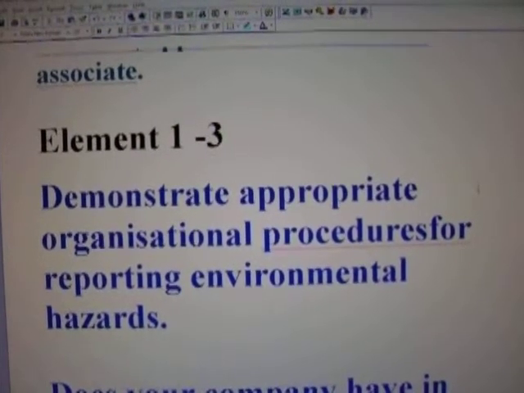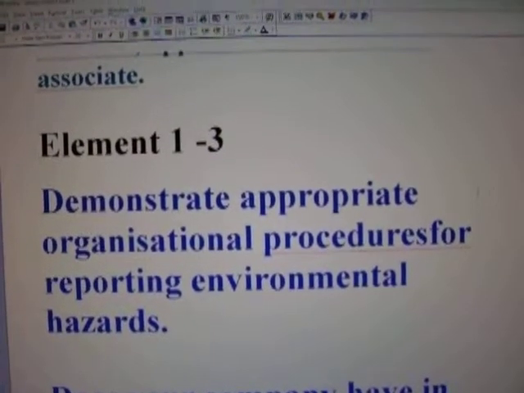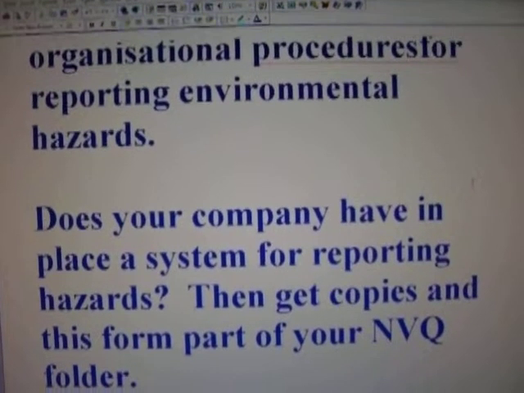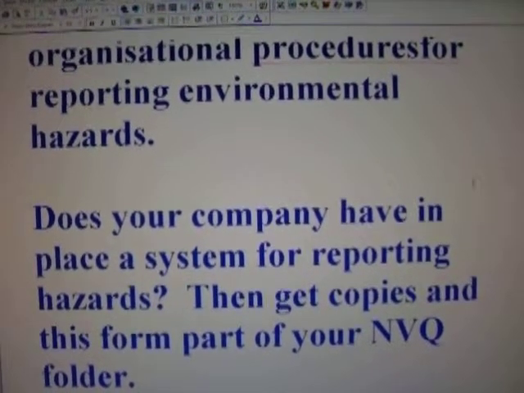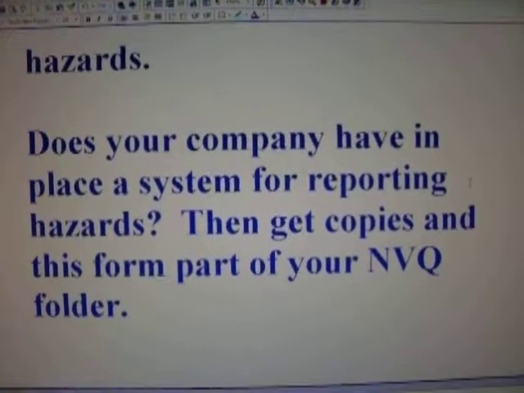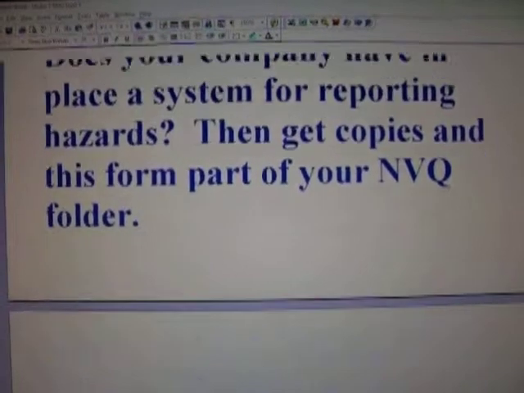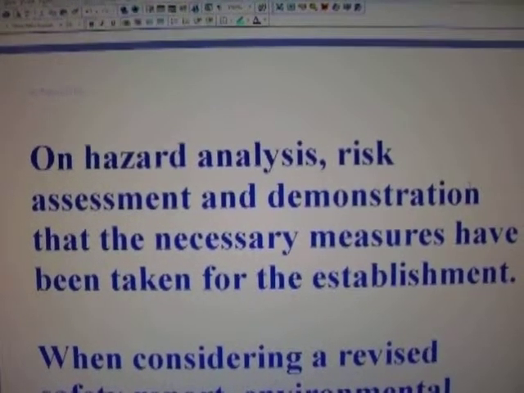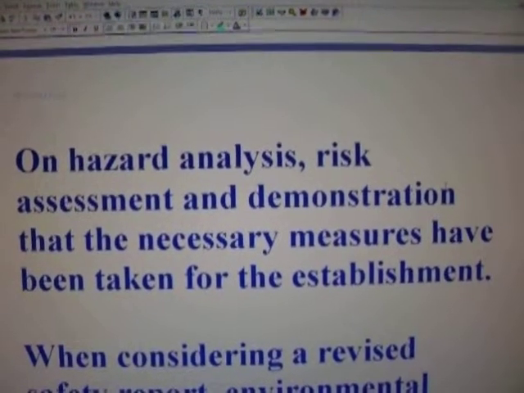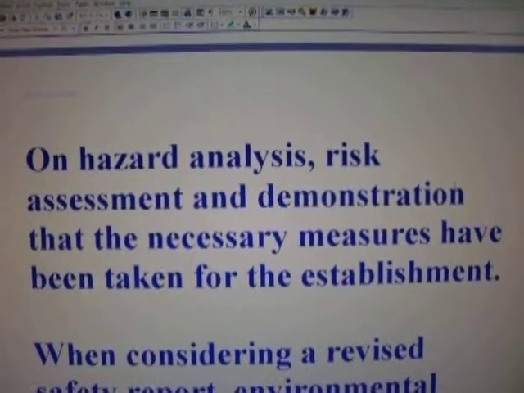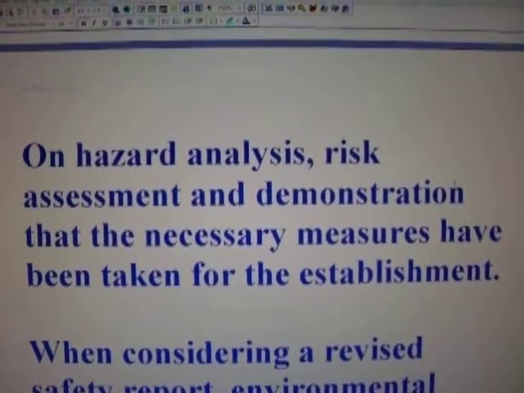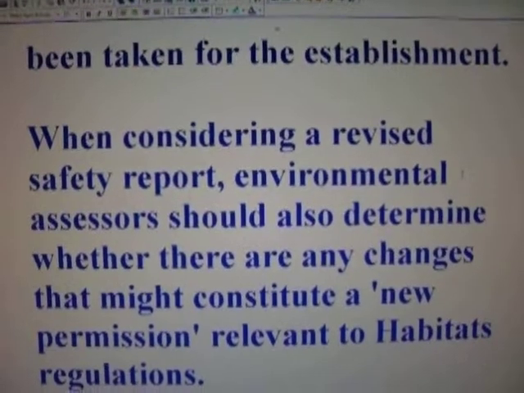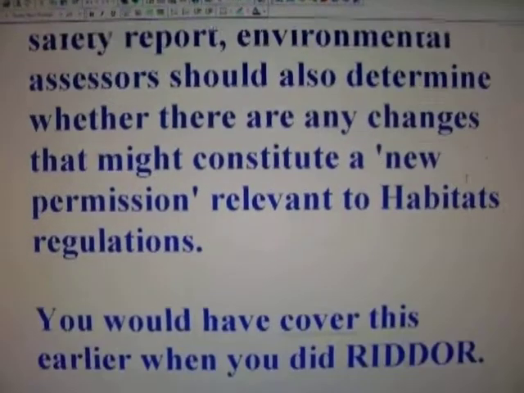Element 1.3, demonstrate appropriate organizational procedures for reporting environmental hazards. Okay. Now, does your company have in place a system for reporting hazards? Then get copies and this forms part of your NVQ folder. On hazards analysis, risk assessment, and demonstration. Now, make sure that where you have a risk assessment, they are up to date and they relate to the work you're actually doing. Okay. This you can read for yourself. I've put this in purely for information.